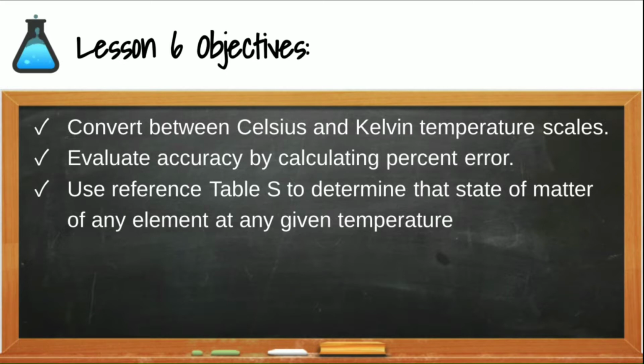By the end of this lesson, you should be able to convert between Celsius and Kelvin temperature scales, evaluate accuracy by calculating percent error, and use reference table S to determine the state of matter of any element at any given temperature. Let's get started.